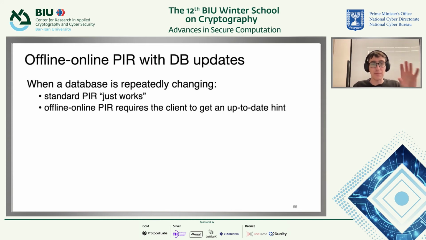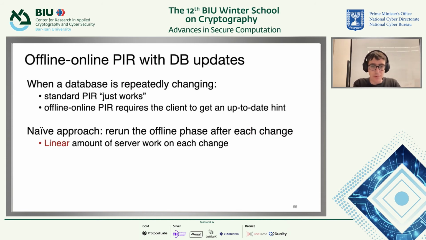For schemes that do some sort of pre-processing, whether it's PIR with pre-processing like we talked about, or an offline-online scheme, now the client has some state that depends on the contents of the database. You risk that if the database changes, the hint and the database fall out of sync and things might break. The naive approach is to just rerun the offline phase after each change and make sure there are no stale copies of the hint. This would work, but the amount of work for each change would be very high. You need to rerun the offline phase, which takes linear time, on every change. And this is not super efficient.